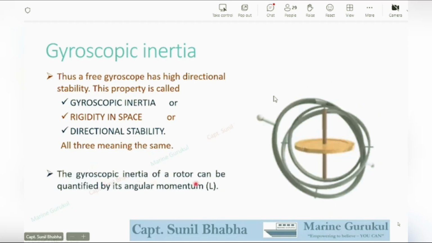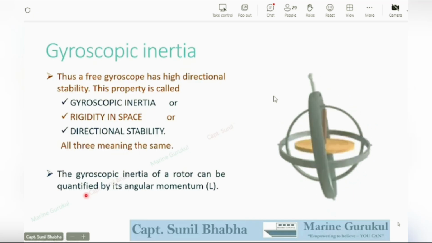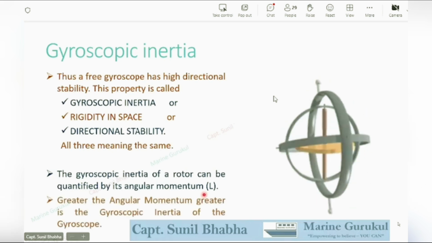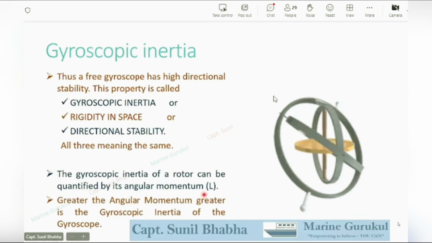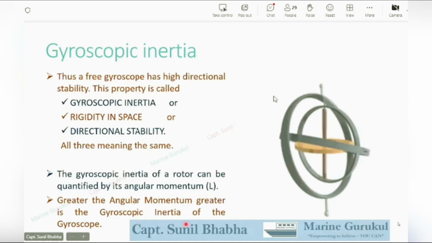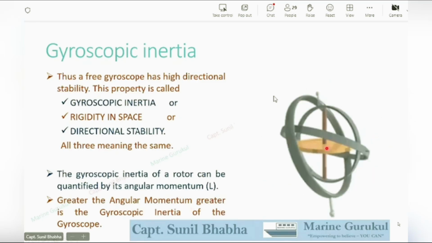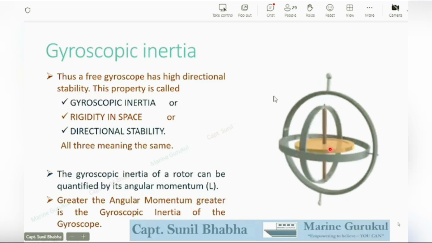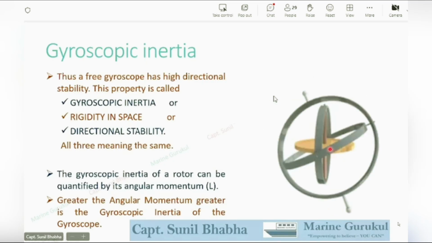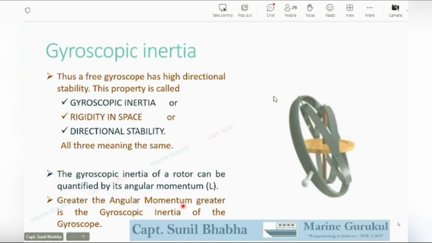The gyroscopic inertia of a rotor can be quantified. How much is the gyroscopic inertia of a particular rotor? It depends on its angular momentum. The greater the angular momentum of a rotor, the greater will be the gyroscopic inertia exhibited by the gyroscope. The angular momentum depends upon the mass of the rotor and the distribution of the mass. So how much gyroscopic inertia is present in a particular gyroscope is dependent upon the angular momentum of that gyroscope.